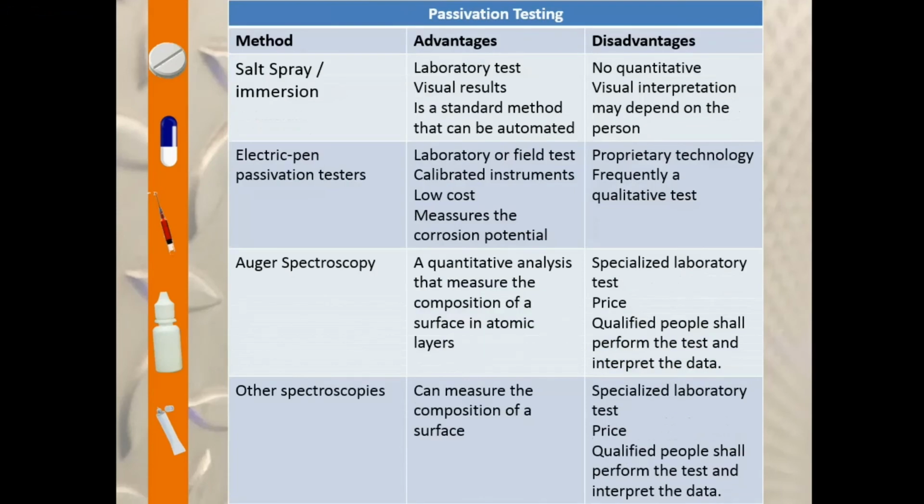The spread or immersion test is a lab test. It is limited because the results depend on the appreciation of the person doing the test. The UV spectroscopy is the most sophisticated method to measure the passive layer's thickness and composition. It is expensive, destructive, and only a few laboratories have the equipment and staff to do and interpret the test. Other spectrophotometric techniques can provide the composition of the surface.